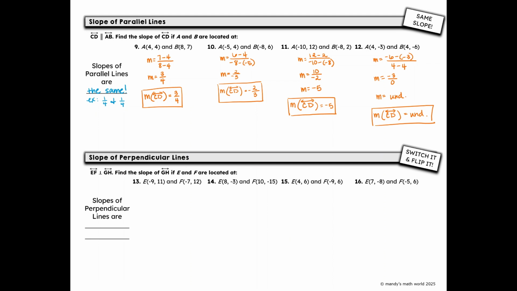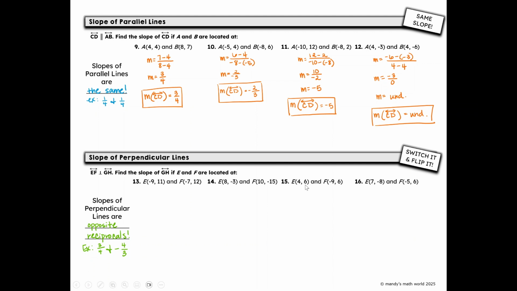Moving on, let's look at the slope of perpendicular lines. For perpendicular lines, the slopes are opposite reciprocals. Well, what's that? An example of that would be if you have a line with a slope of 3/4, a slope of a line that's perpendicular to that would be, I have to flip it and take the opposite. So it's going to be negative, and then I flip my numerator and denominator and I get 4/3.